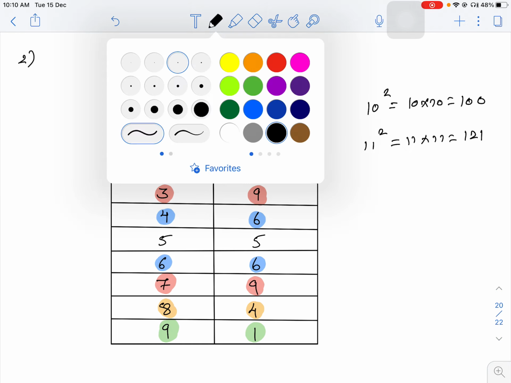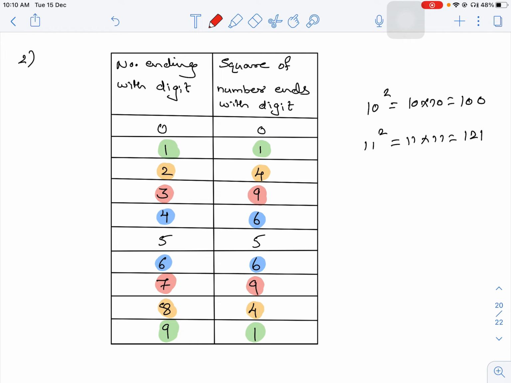Let me highlight it with a different color. A number, if it is ending with 1 or 9, its square will always end with 1. A number ending with 2 or 8, its square will always end with 4. A number ending with 4 or 6, its square will always end with 6. Then for the remaining numbers, if it is ending with 0, then the square will also end with 0. And if a number is ending with 5, the square will also end with 5. So this is our second rule.